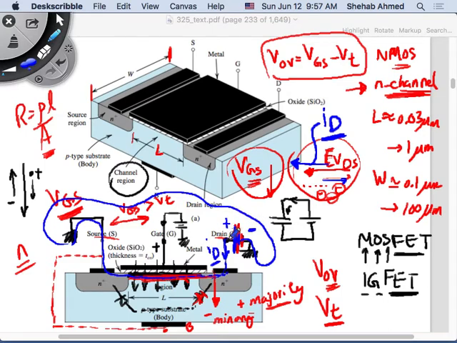So the current will flow out of the positive terminal into the drain, out of the source, and then back into your power supply. This is the electron. The electrons are flowing the other direction. Sorry, I mean the current. This is current. I'm talking about ID current. The current is flowing in this fashion.